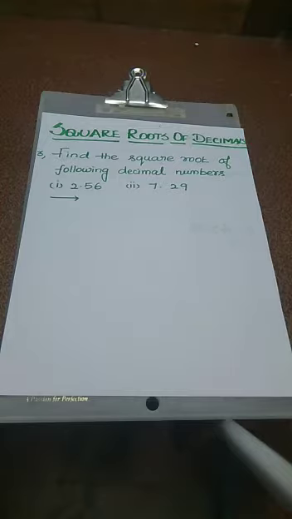The first one, place a bar over every pair of digits starting from the digit at one's place. If the number of digits is odd, then the leftmost single digit too will have a bar. Find the largest number whose square is less than or equal to the number under the extreme left bar. Take this number as the divisor and the quotient with the number under the extreme left bar as the dividend.